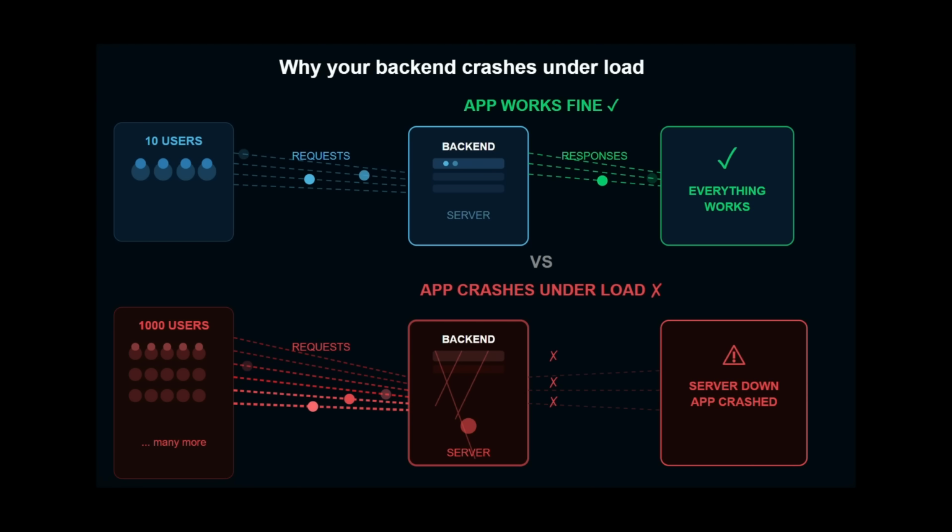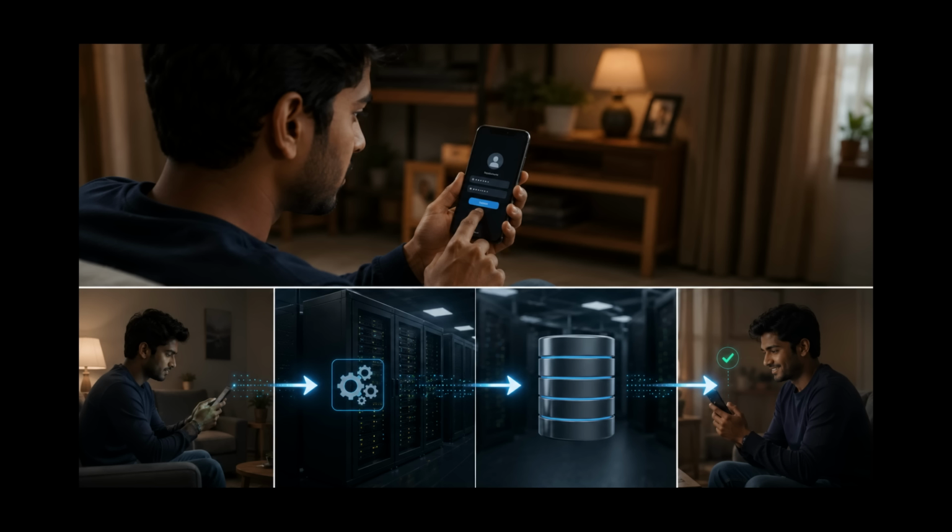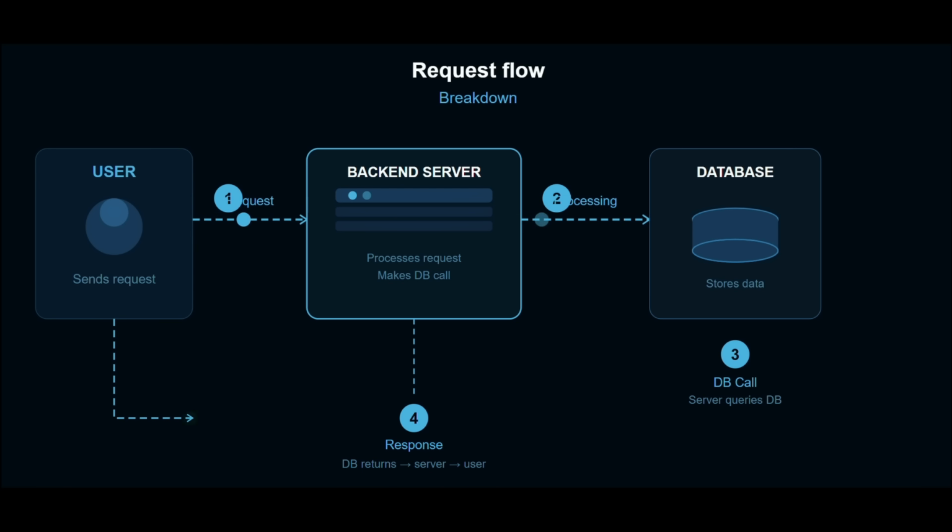Now before we talk about scaling, you need to understand how a single request flows through your system. First, a user clicks something, maybe login or maybe buy now. That action sends a request. Then that request hits your backend, where your business logic actually runs. Now here's the catch. Most of the time your server does not have the data it needs. So what happens next? It makes a call to the database to fetch that data. The database processes the query and sends the result back to the server. And then the server takes the data, builds the response, and sends it back to the user.